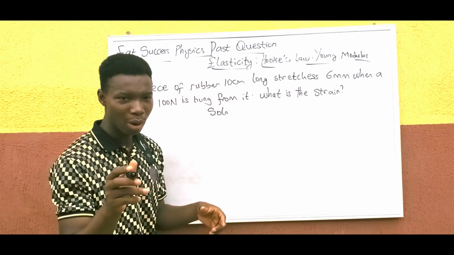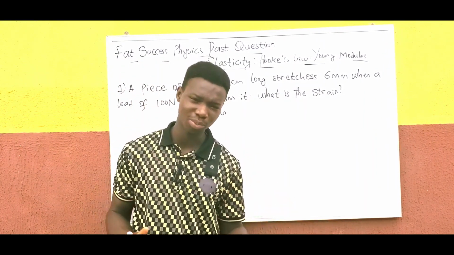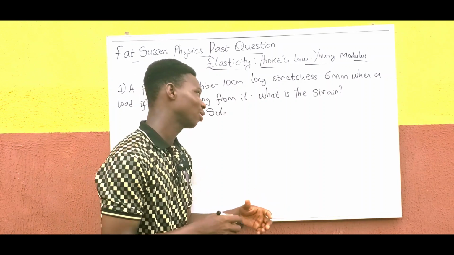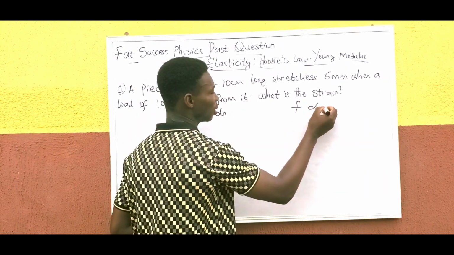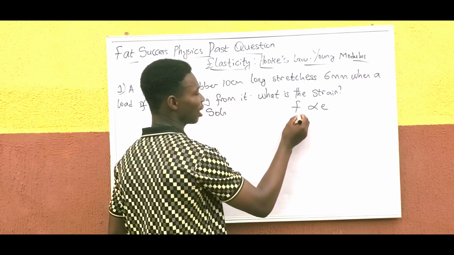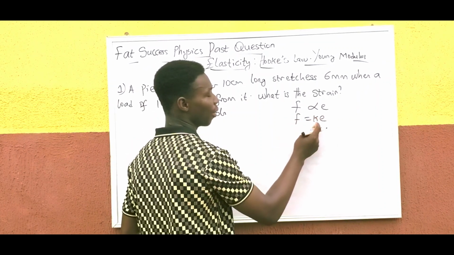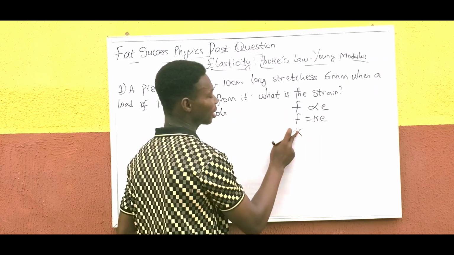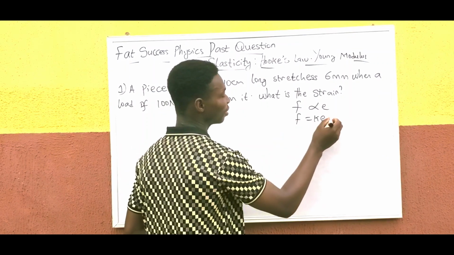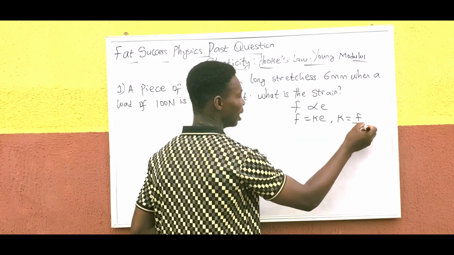So from here, I want to give you all the formulas used in solving problems in elastic properties of a solid. The first thing we have is F, force, is proportional to extension, and later we have it as F equals Ke. Our K is known as the constant. The third one, when you make K the subject of the formula, is K equals force all over extension.